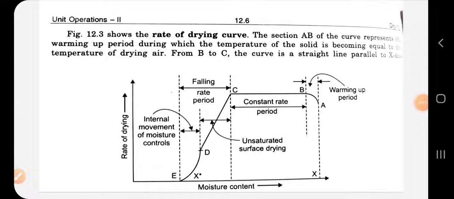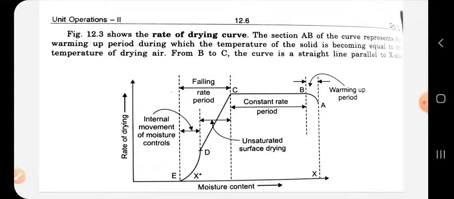After point D, the surface of the solid is completely dry and the internal moisture starts coming to the surface, which we will have to dry, and this goes on up to point E. At point E, we achieve our equilibrium moisture content, and the rate of drying over this section, like section D, is governed by the rate of internal moisture present in the solid. The second falling rate period, that is period D, represents the zone where internal moisture movement controls.